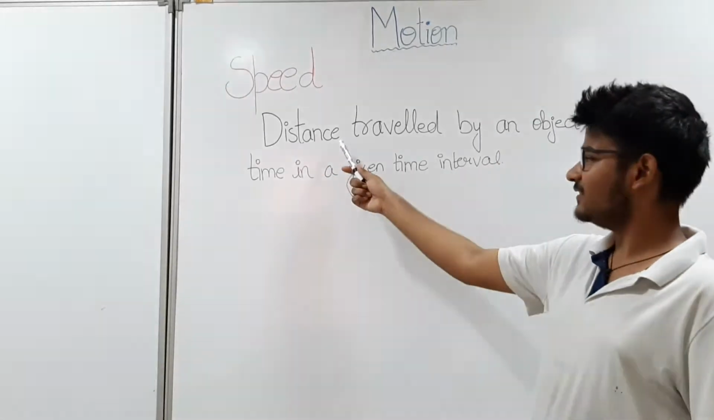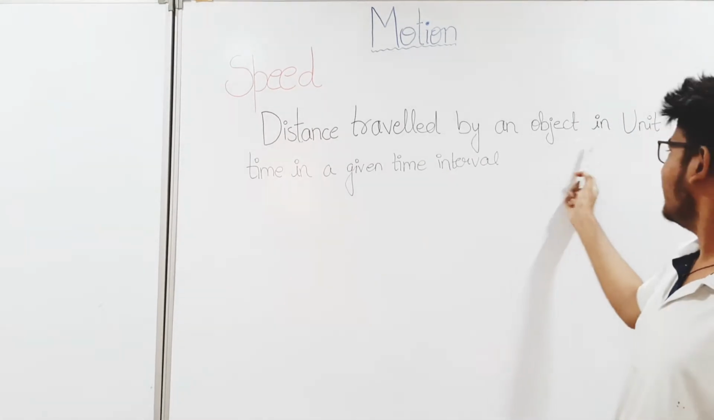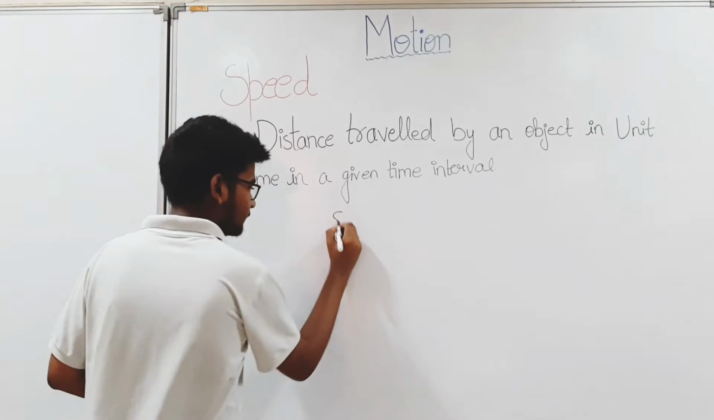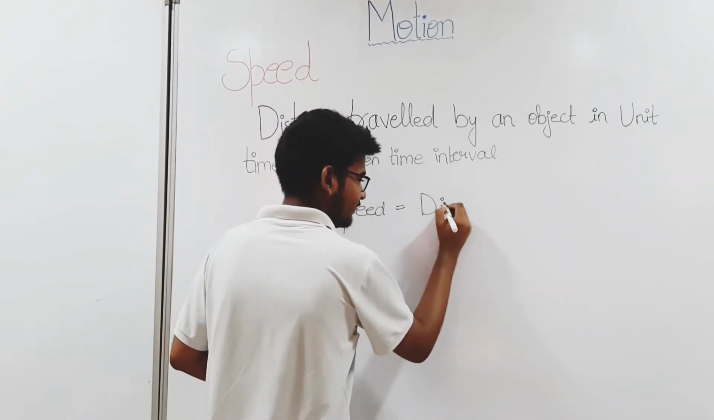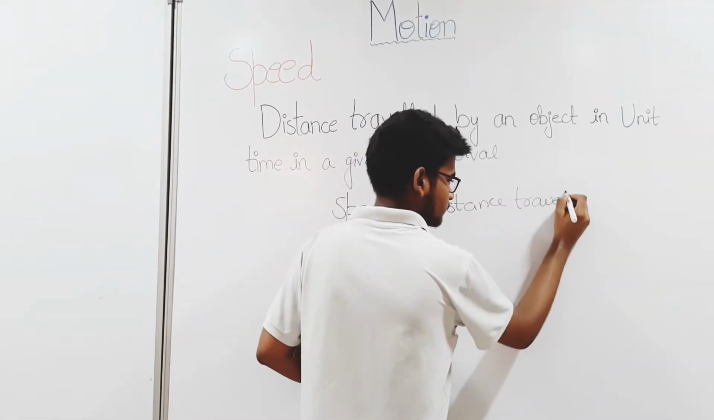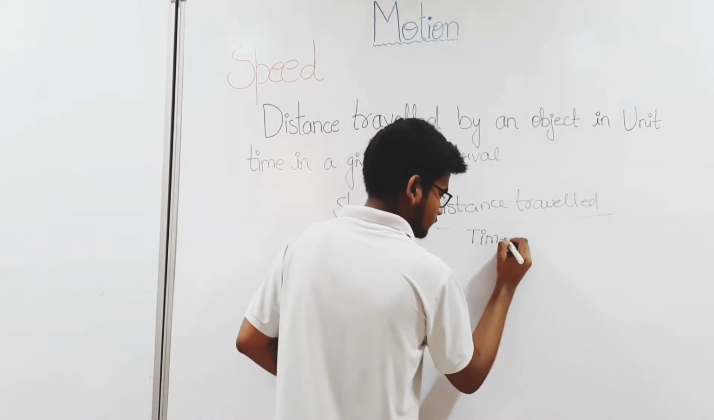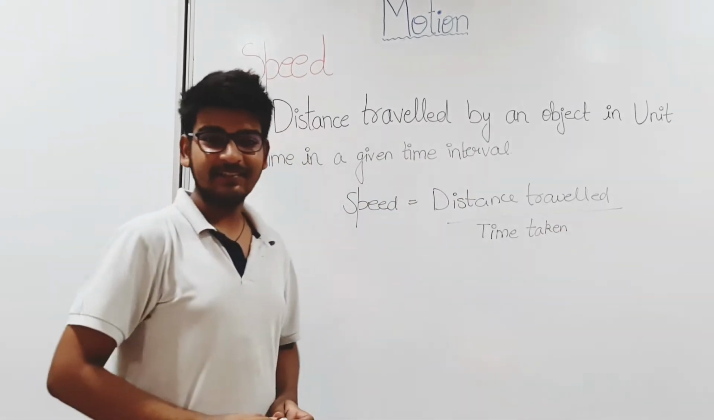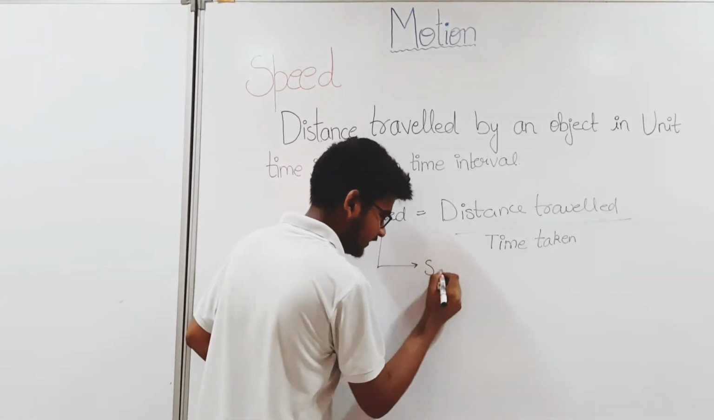So as the definition says, speed is the distance travelled by an object in unit time in a given time interval. So we say that speed is equal to distance travelled upon time taken. As distance is a scalar quantity, so speed is also a scalar quantity.